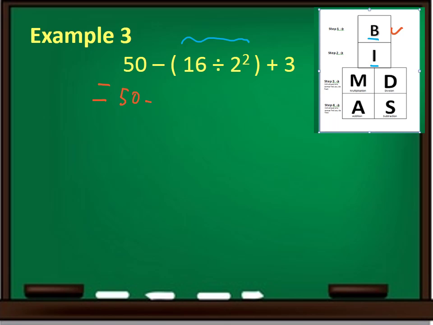It doesn't change, the minus sign doesn't change. I'll worry about the 16 in a minute. The divide I'll worry about in a minute. 2 squared is 2 times 2 is 4. And the plus 3 doesn't change. I'm still working inside my brackets now. I've got to do the 16 divided by 4. And that is 4.